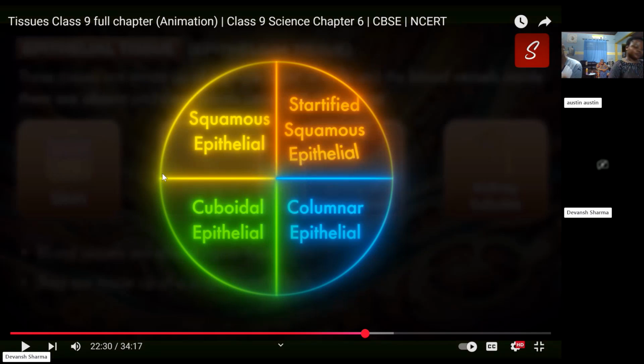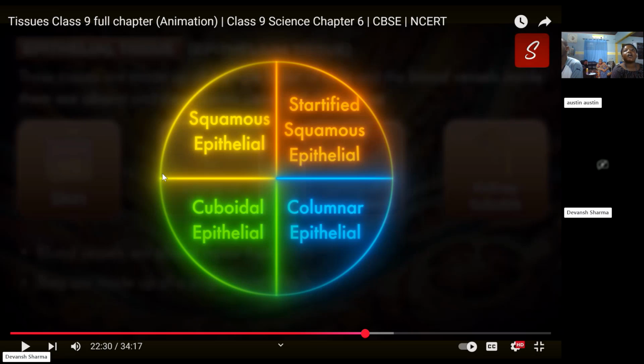These are the types of epithelial tissue: squamous epithelial, stratified squamous epithelial, cuboidal epithelium, and columnar epithelium.